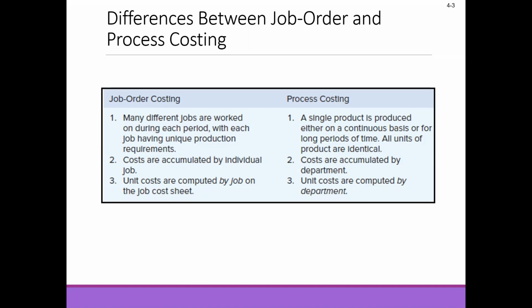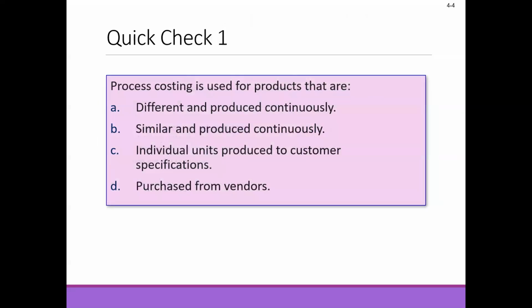With job order costing, costs are accumulated per job, and the costs are put on that job cost sheet. Whereas what we're going to talk about today with process costing, a single product is produced on a continuous basis or for long periods of time, where you pretty much have identical products like milk, like gasoline. These costs get accumulated by department, and then the unit costs are computed by department.